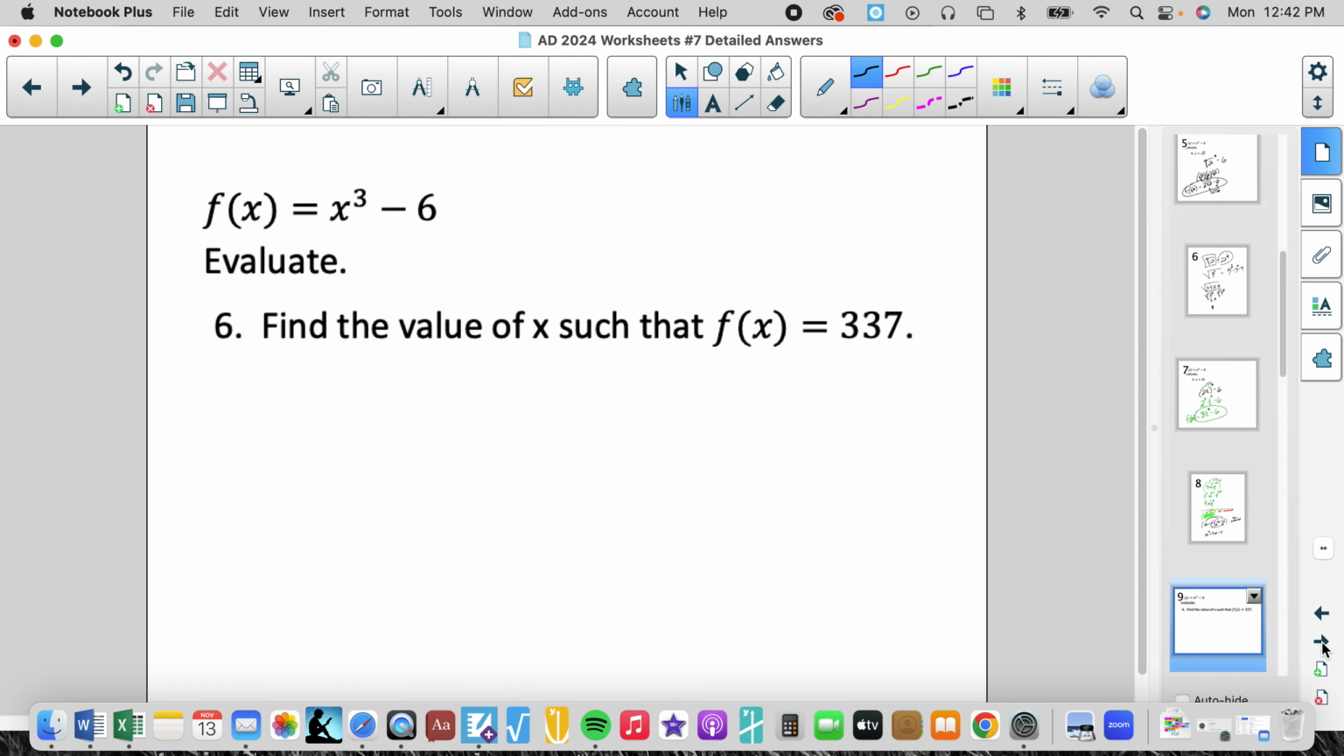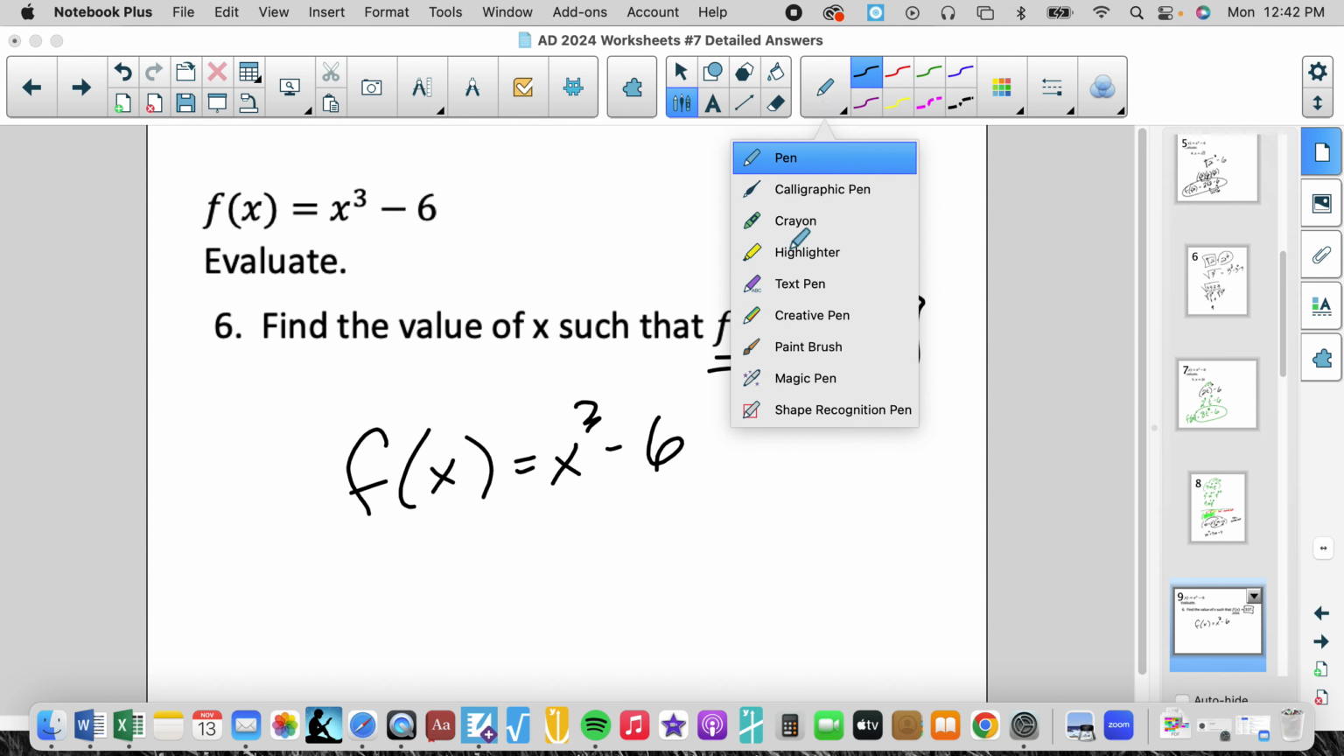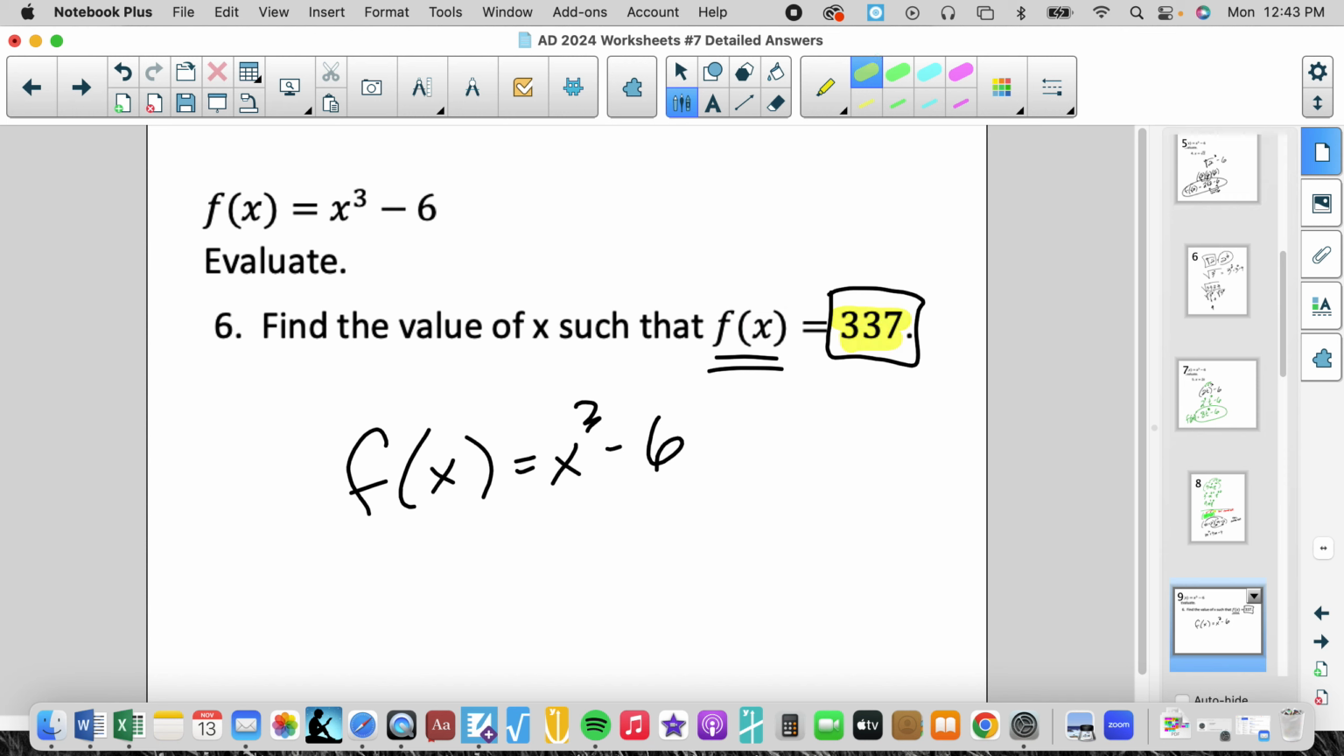Evaluate, find. So now they say, hey, this equals this. So when we have f of x equals x to the 3rd minus 6, we're going to substitute this value in for this. So where we see this, we're going to write 337. So 337 equals x cubed minus 6.